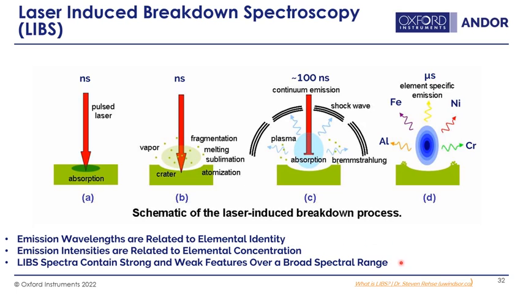A couple of things to note about LIBS spectra in general is that they can be very spectrally dense. That is, they can have a lot of closely spaced spectral features. Some of these spectral features can be very strong, while others can be very, very weak. And these features can all happen over a broad spectral range.